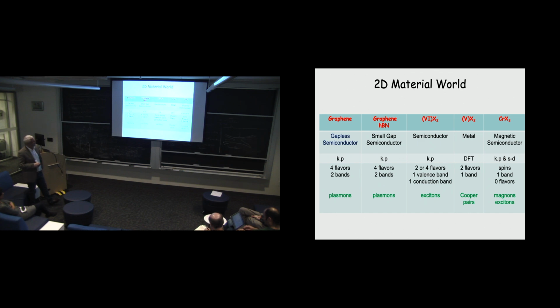What do you mean by flavor? Yeah. So I'll say what flavor means, but basically the low energy description of these systems, the electrons move through space with a momentum, but for every momentum they can be in one of two spin states or in one of two valley states. So there are altogether four flavors that are possible for each electron. I'll say more about that later.